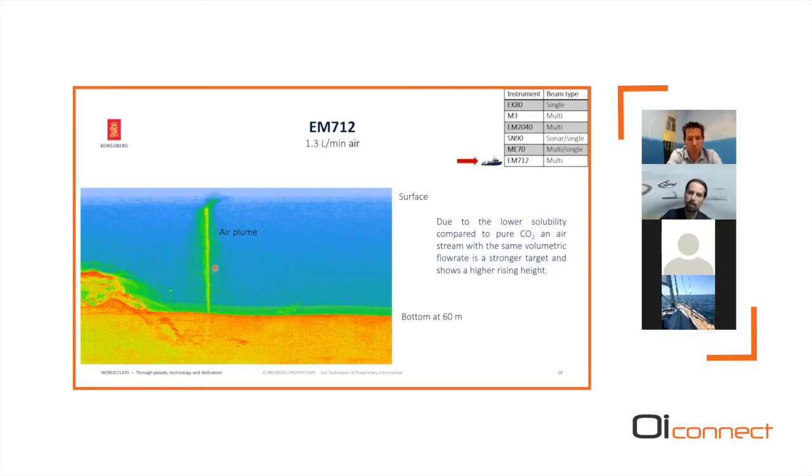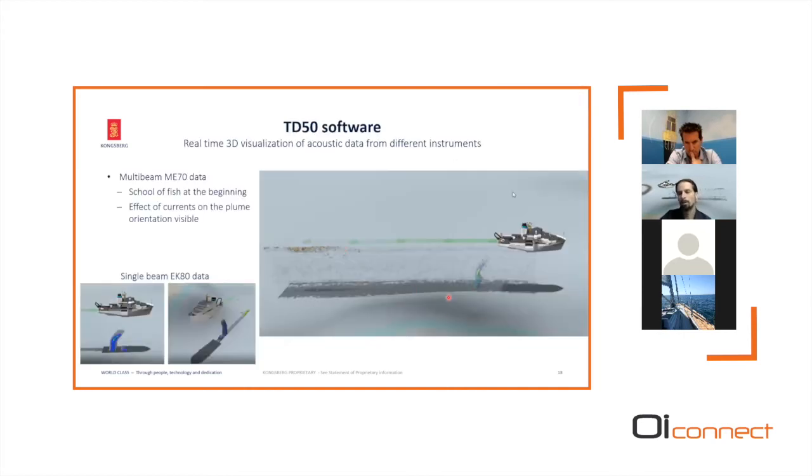And this results from the lower solubility air has compared to CO2. So that's why the rise height of this plume is higher, and the general intensity of the signal is much more distinct.